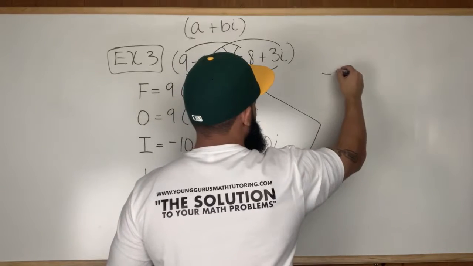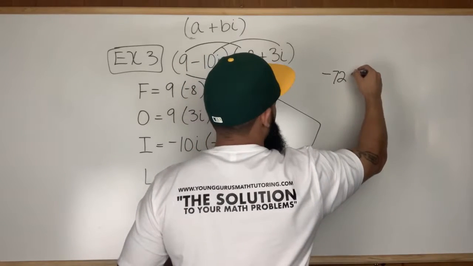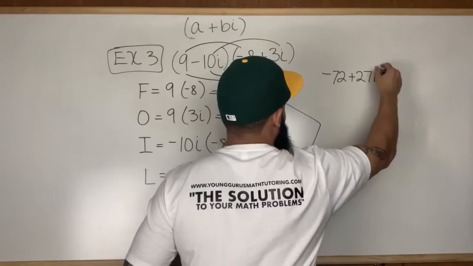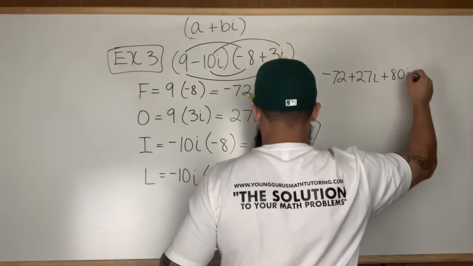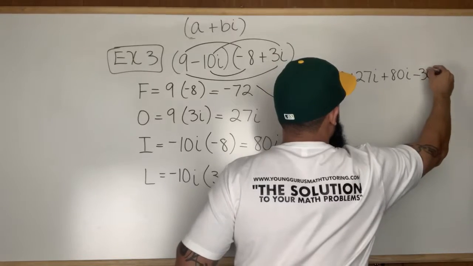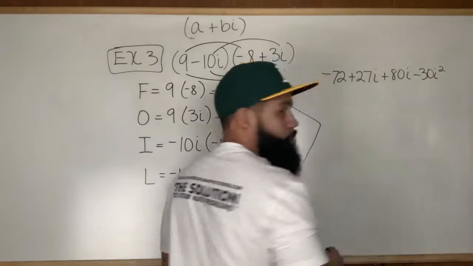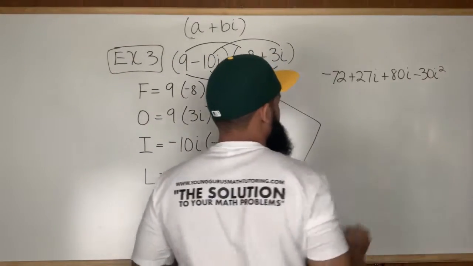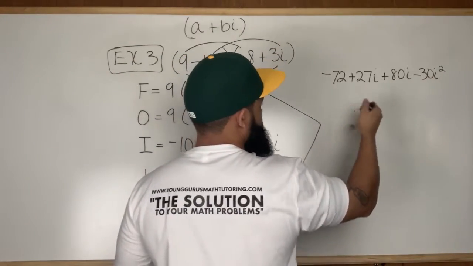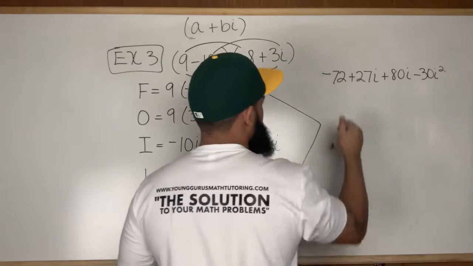So I have negative 72 plus 27i plus 80i minus 30i squared. Okay? And I need to simplify this. So remember, I'm going to first of all change i squared to negative 1. Well, actually, let's join these two first.